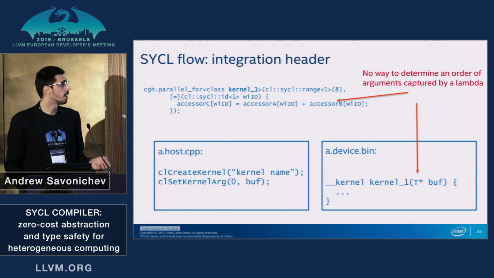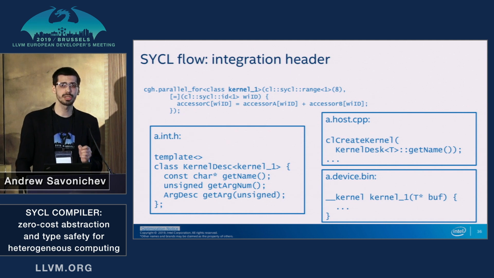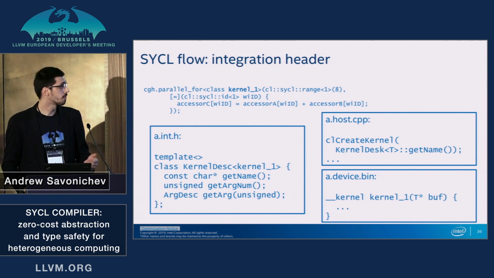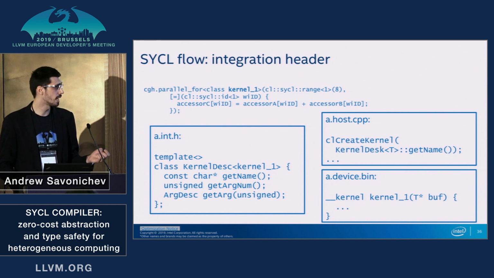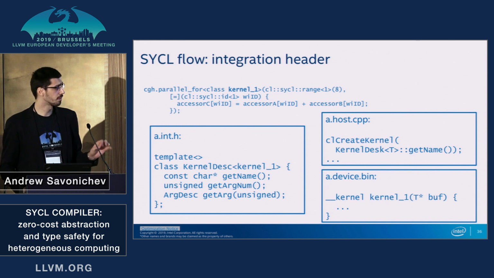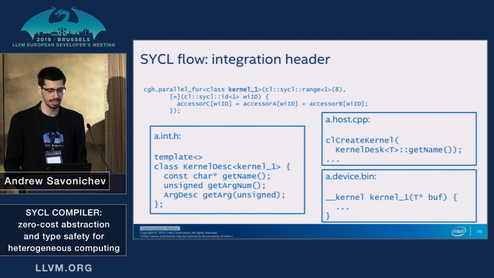So what we do is make the device compiler emit another output, which is an integration header. In this header, we put something like a type trait for a kernel. The runtime can use this type trait to get a kernel name. It can use this trait to get argument numbers and where the arguments are stored in the lambda. It's very useful and allows us to do this safely. And this header is implicitly included for host code compilation, so the SYCL runtime can access this data for every kernel in a program.